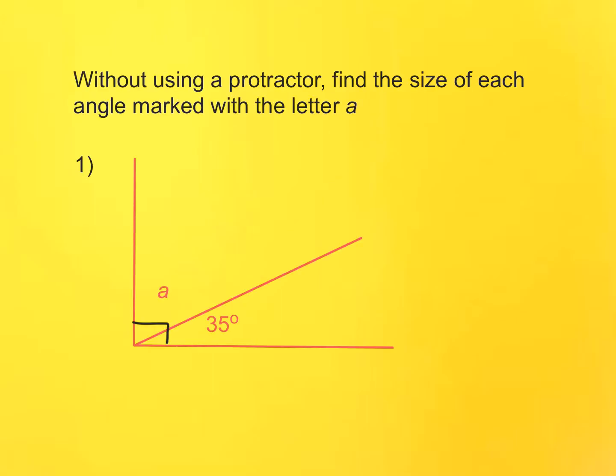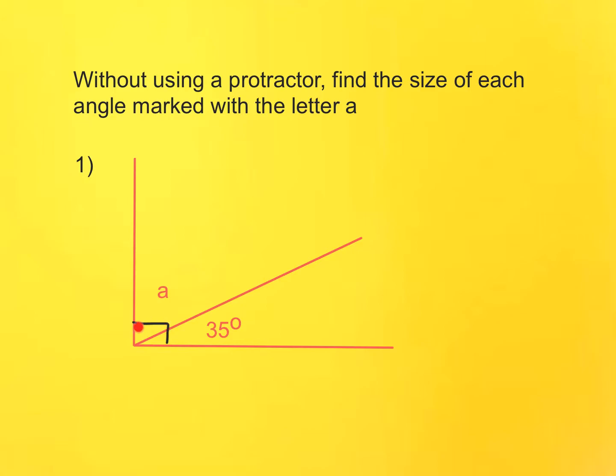Well, let's do some practice now. Without using a protractor, find the size of each of the angles marked with the letter A, that one over there. Pay attention to this little thing over here. I'm not going to tell you what that is. You can work that out for yourself. Find what the value of A is, please. Put the video on pause.